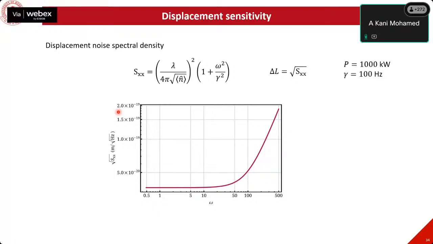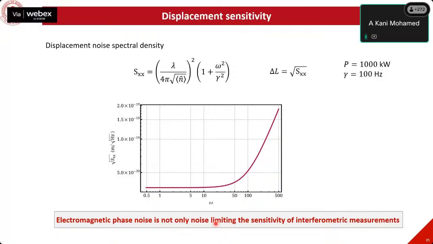But okay, so this is just about the electromagnetic phase noise. But this is not the only noise that is limiting the sensitivity of this interferometric measurement. There are a few other noises that we have to take into account. This is the noise that is coming from the laser, the high power laser that we are using. But there are many other noises that worsen this sensitivity. That's going to decrease the sensitivity of the instrument.